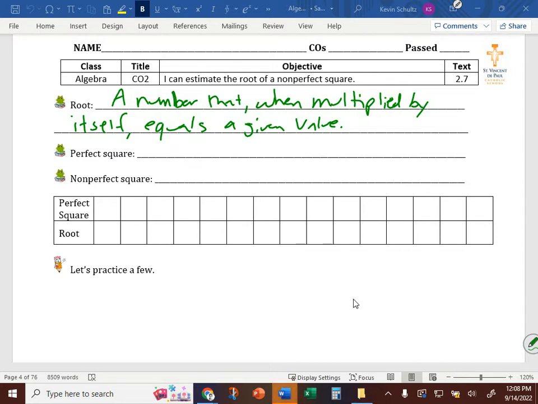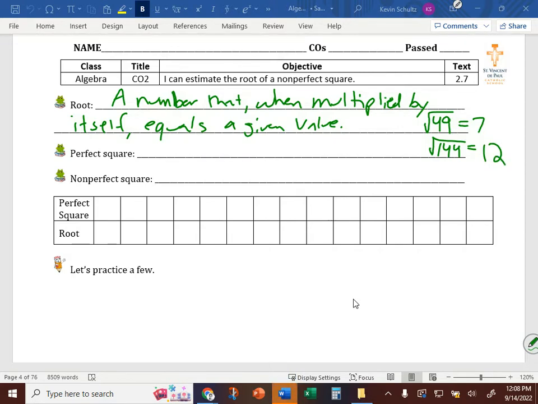So how we'd use this is if I ask you for the root of 49, the root of 49 would be the number that, when multiplied by itself, equals the given value of 49. What would the root of 49 be? 7, because 7, when multiplied by itself, equals the given value 49. Okay. How about the root of 144? 12, because 12 is the number that, when multiplied by itself, equals the given value of 144.